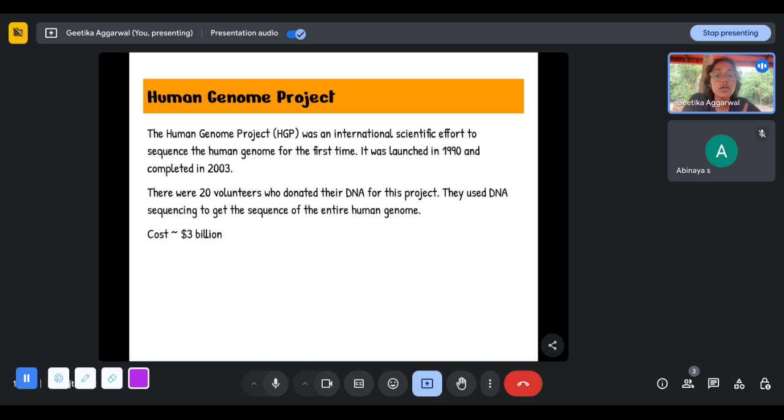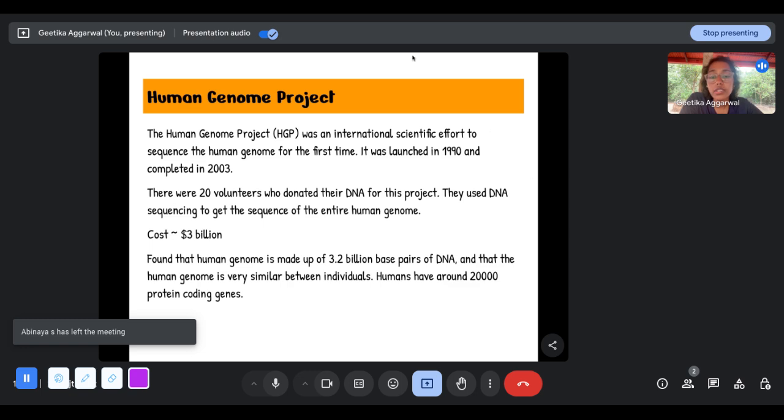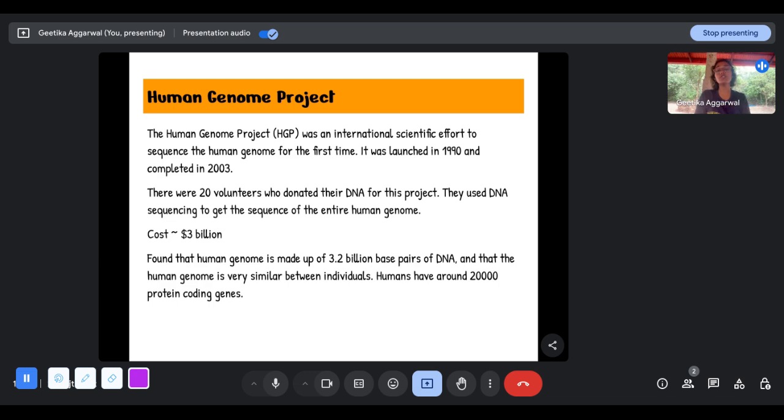The cost now is much less than it was at that time to sequence one human genome. At that time it cost them $3 billion, and they found that the human genome is made up of 3.2 billion base pairs of DNA, and that the human genome is very similar across individuals.